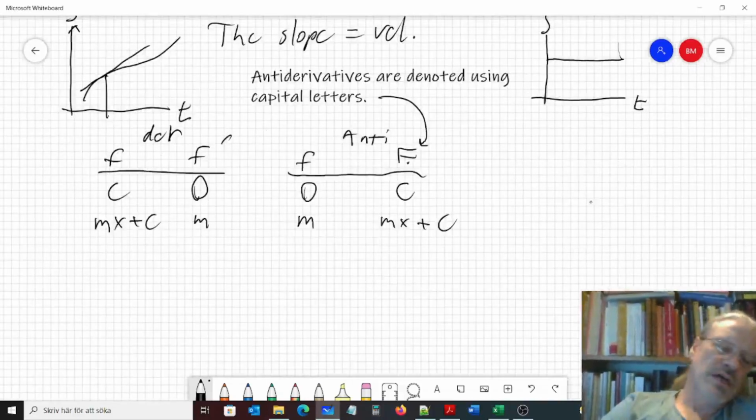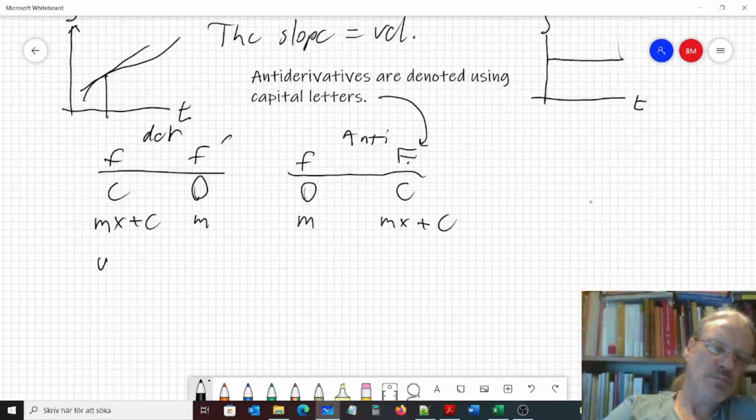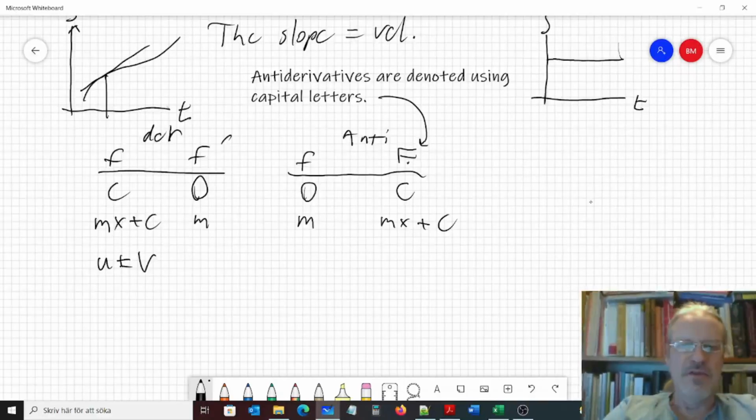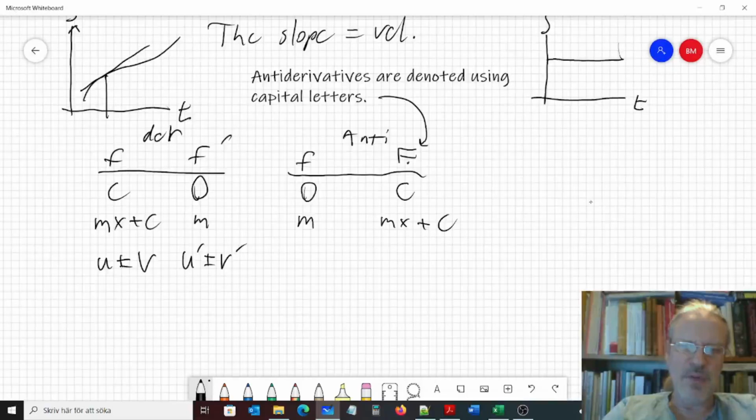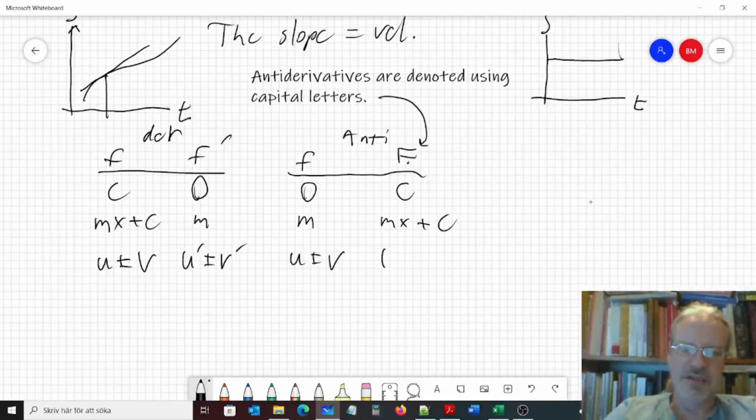We also know that if we have, for example, one function plus or minus another function, then we can take the derivatives separately, and correspondingly, if we have a function plus minus another function, we can take the antiderivative separately.